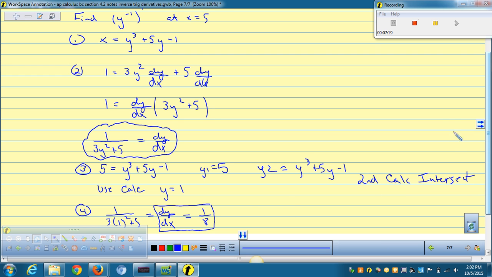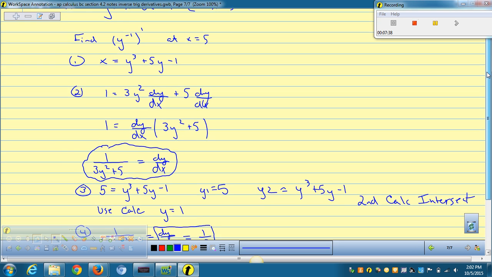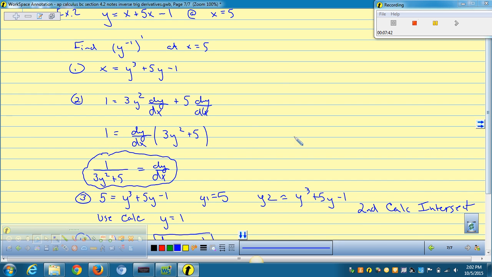Okay, once we have that y value, we plug that into our derivative here, and we get 1 over 3 times 1 squared plus 5, the quantity. And that is 1/8. So the derivative of the inverse of our function at x equals 5 is 1/8. So there's your practice on derivatives of inverse trig functions and derivatives of inverses.